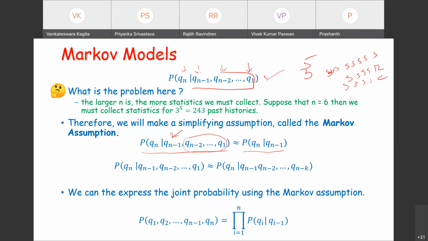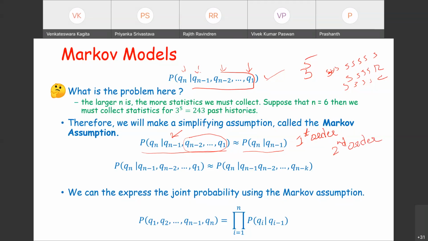Following me? Is this okay? Or lost in these notions? No, right? Yeah. So given the n minus 1 state, you are assuming that the nth state is independent of all the other states. This we call the first order Markov assumption. If you assume that the nth state is only depending on the previous two states, not just one state, it means Qn minus 1 and Qn minus 2, then it is the second order Markov assumption.